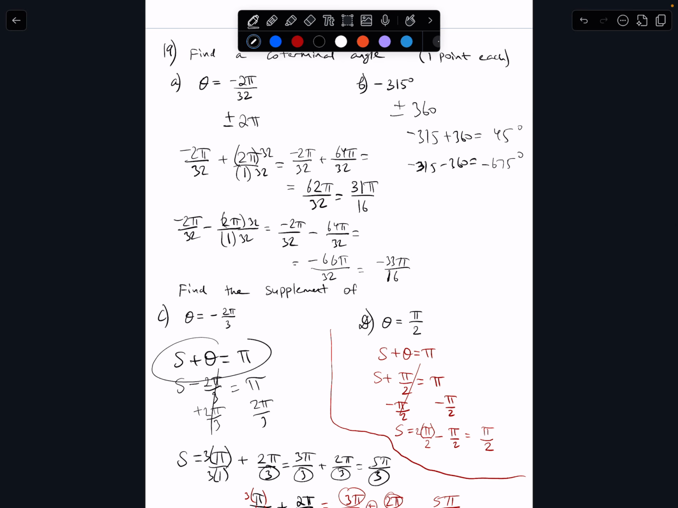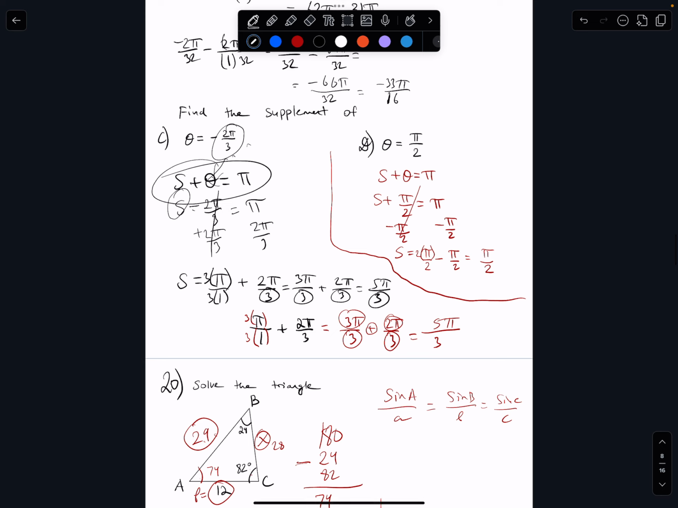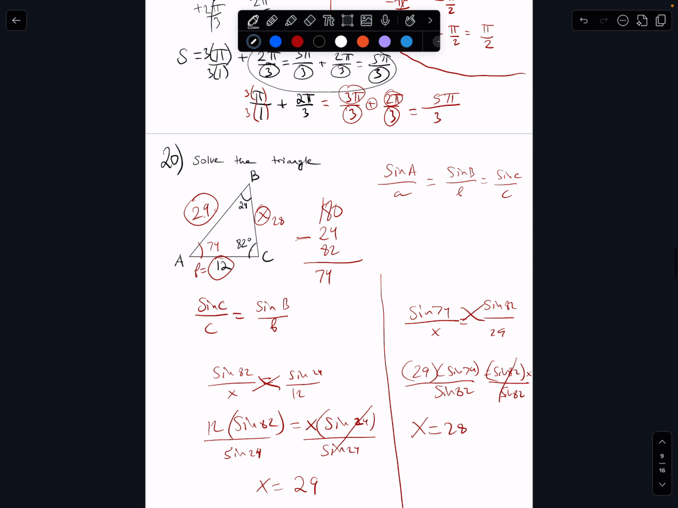Okay, so remember the formula, supplement is angle equals pi, and you can find the supplement by just plugging this into the angle and then using the skills that you know with fractions and all that. For 20, same thing.